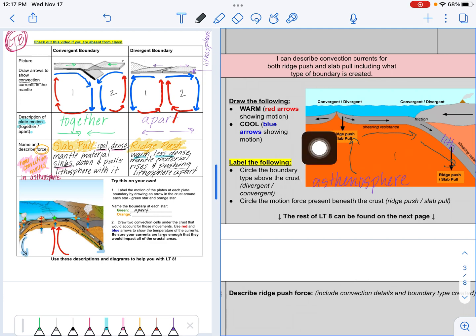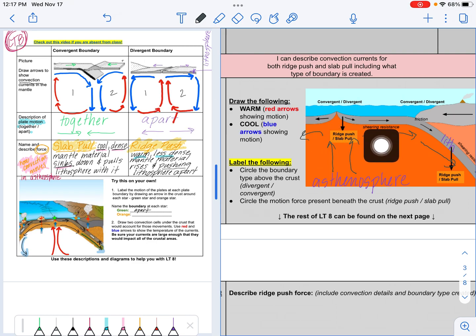I should also be able to draw part of one over here. And remember, they're symmetrical, same on both sides. So whatever happens here, warm rising, I should see the same here, allowing that material to rise up, causing the crust to separate. And so I should be able to then label this as the right type of plate boundary for the separation. And I'm seeing a similar thing right here.